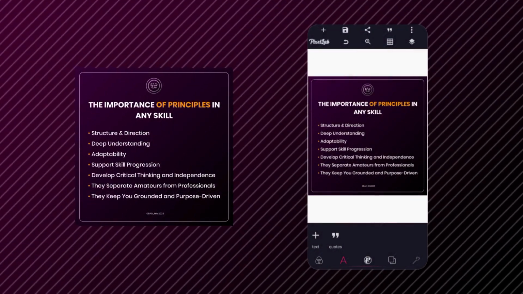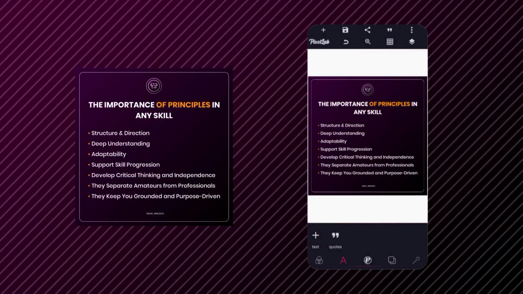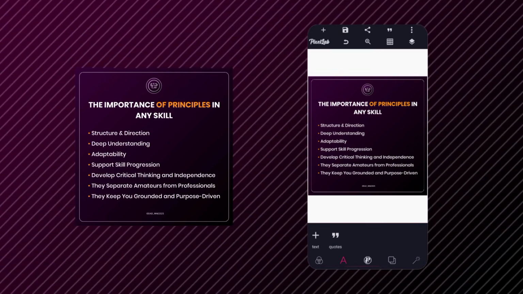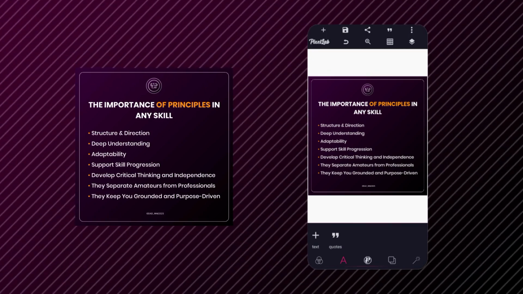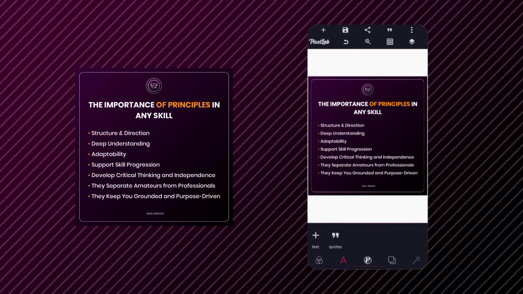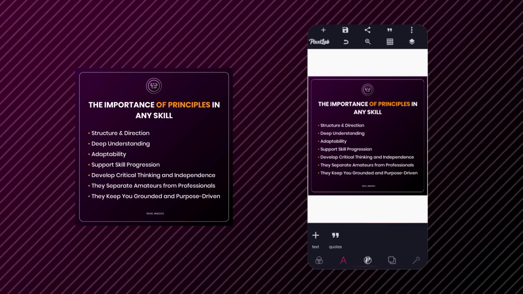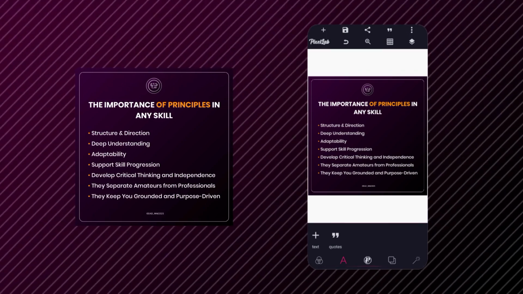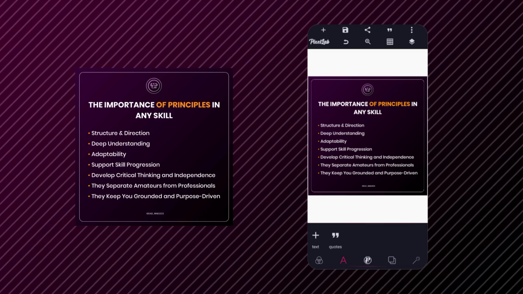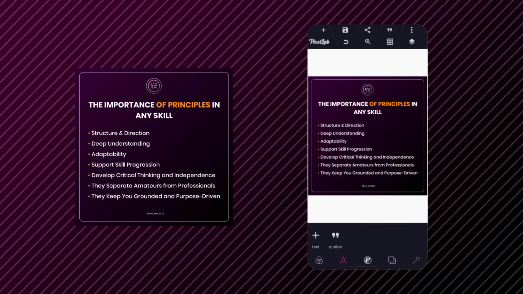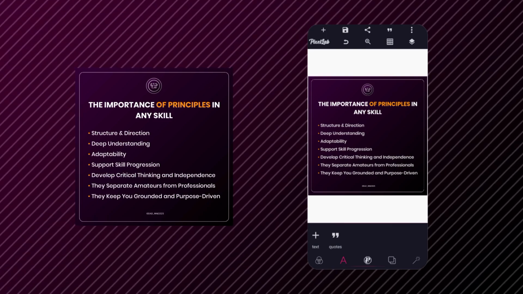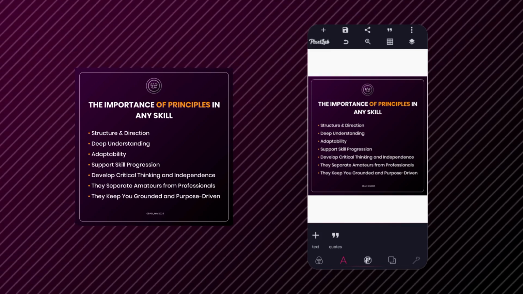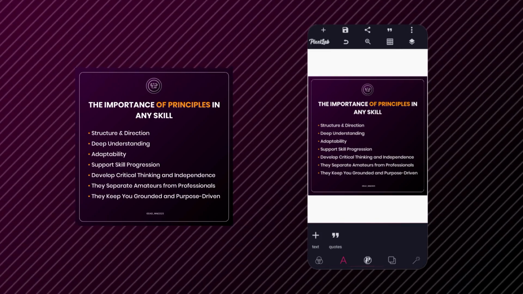Number 1, structure and direction. Principles in any skill, whether it's designing or anything, are applicable in any part of life. When you want to learn something, there are always principles there. Principles create structure and direction that will prevent you from wandering aimlessly by giving clear guidelines on what matters most. By understanding the principles of any skill you want to go into, you will be able to know what is necessary and what is not necessary.